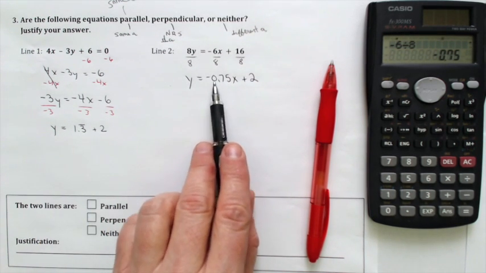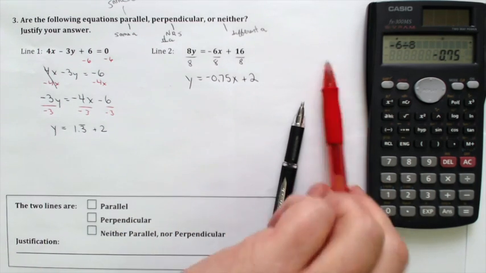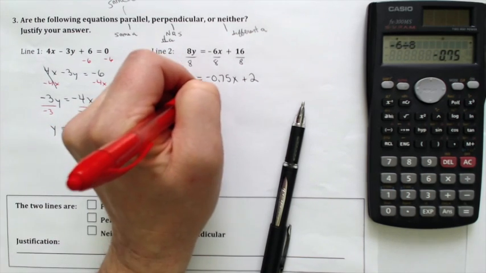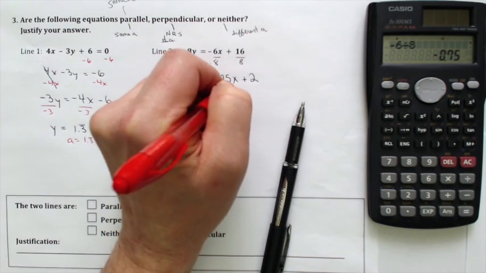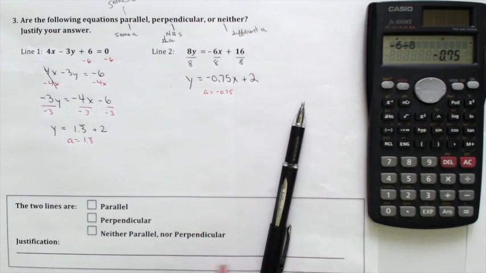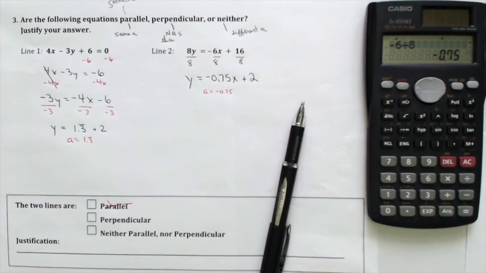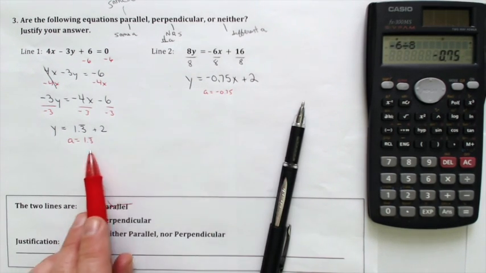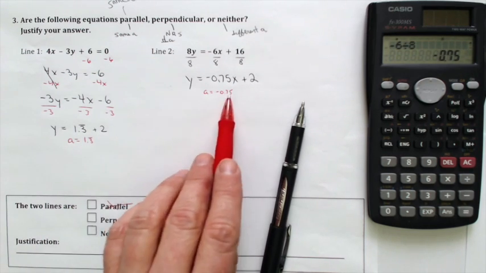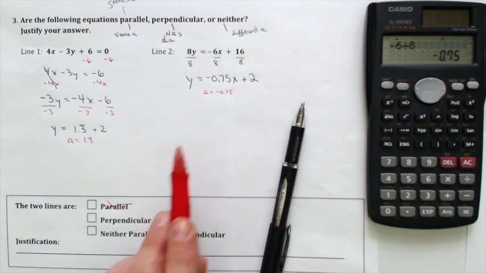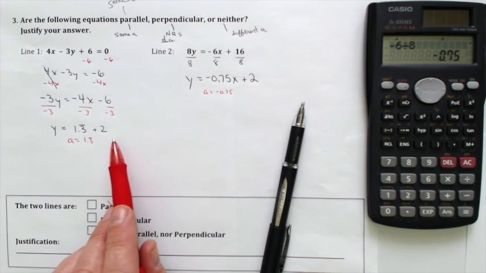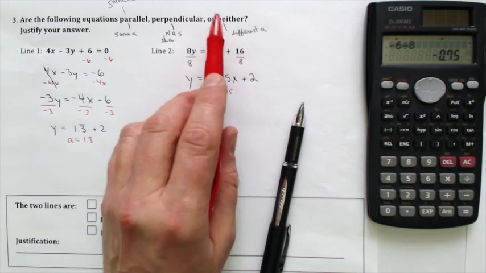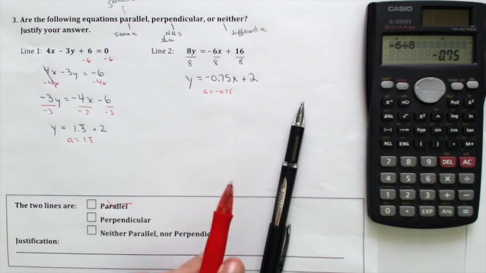I mean, this slope, this A over here and this A over here are not at all the same. The A here is 1.3 repeating, and the A here is negative 0.75. So I can scratch out parallel. There's no way that these lines are parallel. So the question is, are these numbers negative reciprocals of each other? And if they're negative reciprocals of each other, then these would be perpendicular lines. If they're not negative reciprocals of each other, and they're not the same, then that tells us these lines are neither parallel nor perpendicular. They're just two differently sloped lines that cross somewhere.